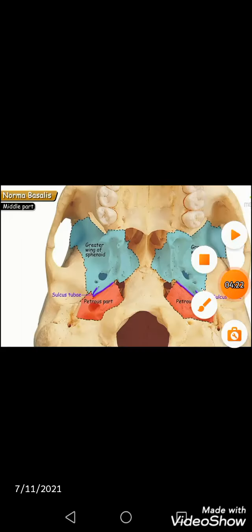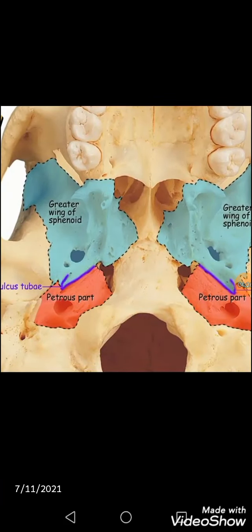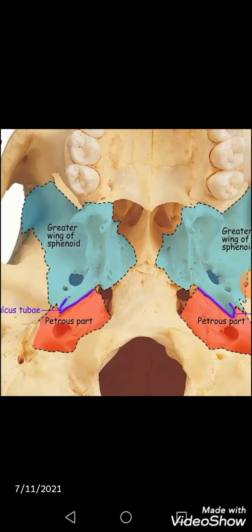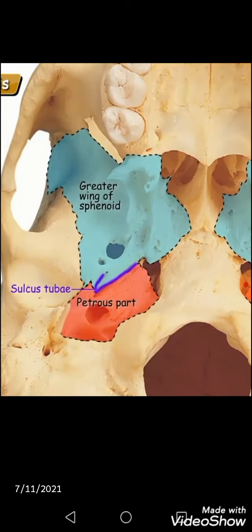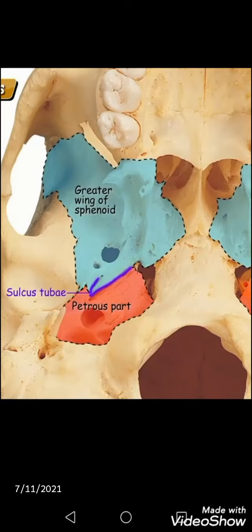Now here again you can see where lies the sphenoid bone, its greater wing, and the two plates. Just posterior to it you find the petrous part, and in between the two you get the sulcus tubae. It's the sulcus to adjust the auditory tube.